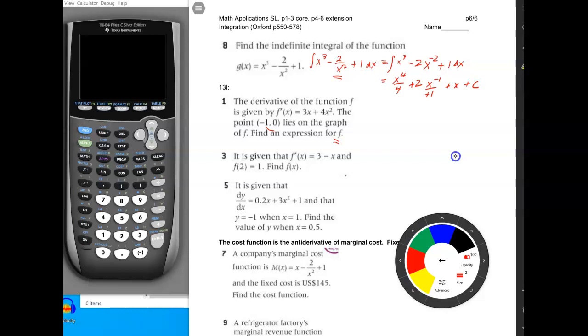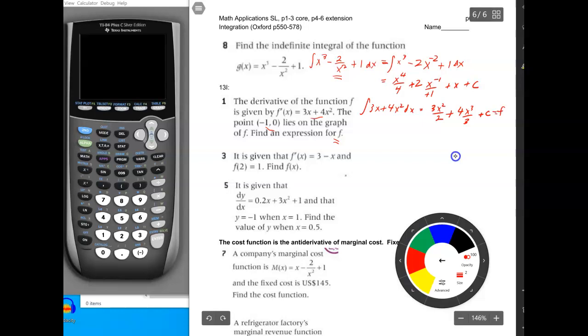So the derivative is f dash of x equals 3x plus 4x squared. So if we're looking for the original f, basically that would be the antiderivative, right? Because f dash is the derivative of f. So that means f is the antiderivative of f dash. So we could write this as the integral of 3x plus 4x squared, right? So let's do that. So the answer would be 3x squared divided by 2 plus 4x cubed divided by 3. Right? And we'd have to do a plus c at the end, right? So this is our function f.